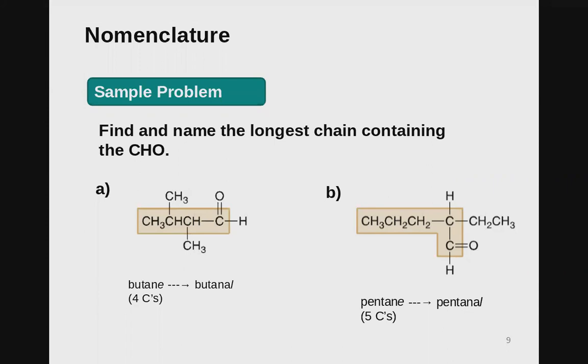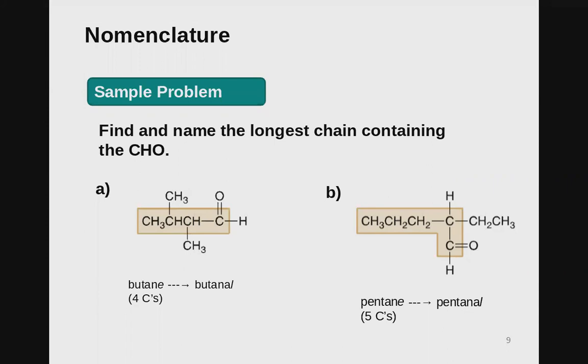And so I can't go this way, right? 1, 2, 3, 4. That contains the CHO, but that's only butane, right? So I'm really left with only one solution. 1, 2, 3, 4, 5. That's the longest chain that contains CHO.